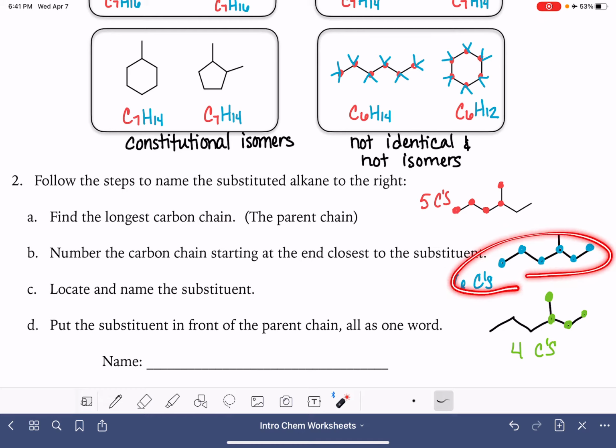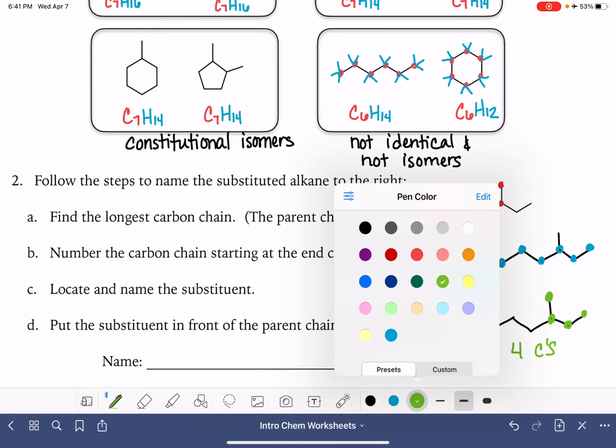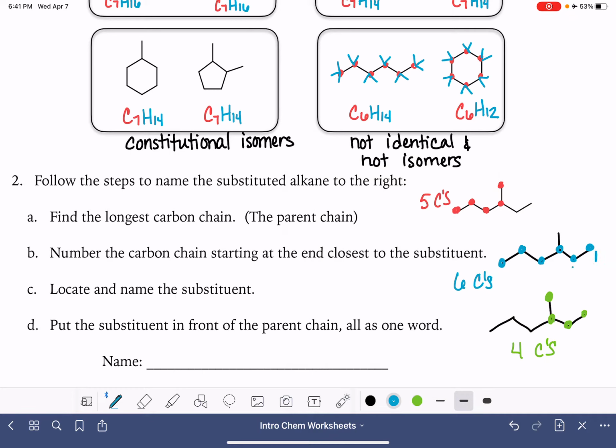Once we have found our parent chain, and I'm going to be working with this drawing, we're going to number that chain starting at the end closest to the substituent. The substituent is just a fancy way to say branch. So we want to start at either this end or this end, whichever end is closest to our branch. For us, we want to start over here on the right-hand side, and we want to number that carbon chain. So we're going to number our carbons 1, 2, 3, 4, 5, 6. These numbers that we use on the carbon chain are going to help us identify the location of the branches.